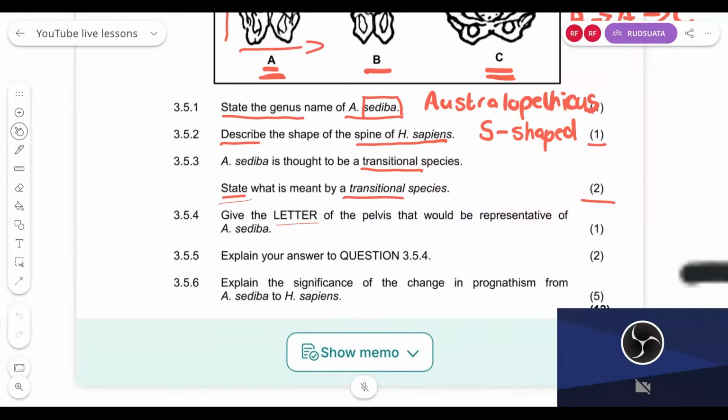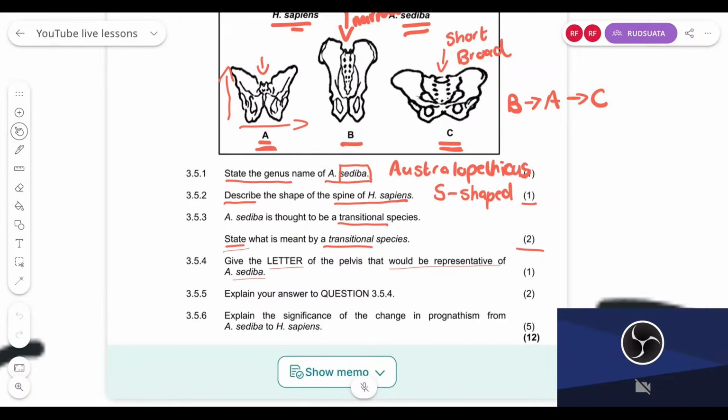Give the letter of the pelvis that would be represented by sediba. And as I kind of alluded to earlier, if you arrange the pelvises from most developed to least, humans are most likely going to be C, as we can visualize here. This is definitely going to be C, humans, but we need sediba. Sediba is a transitional fossil, which A represents a lot better because it's showing characteristics of 2 groups. So I would put the letter A.